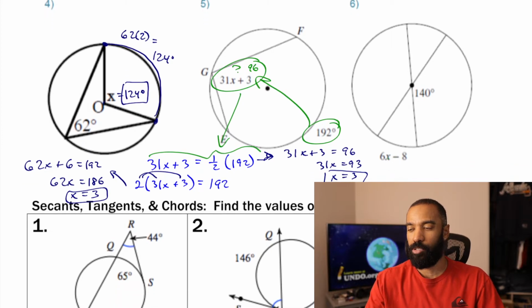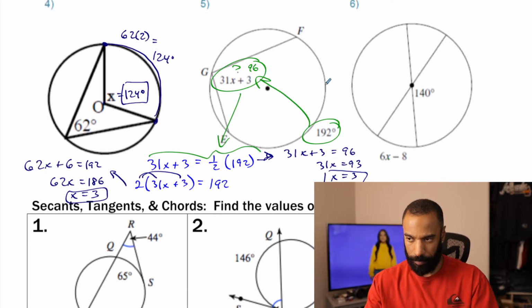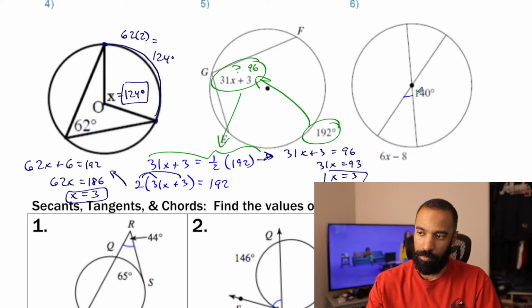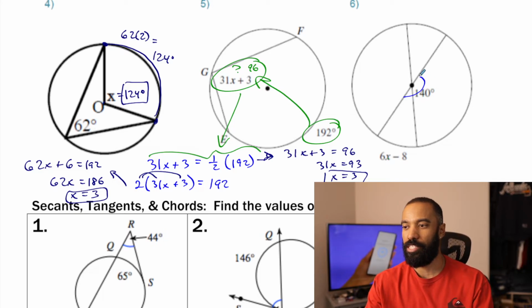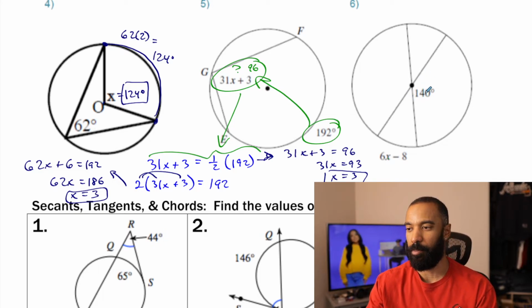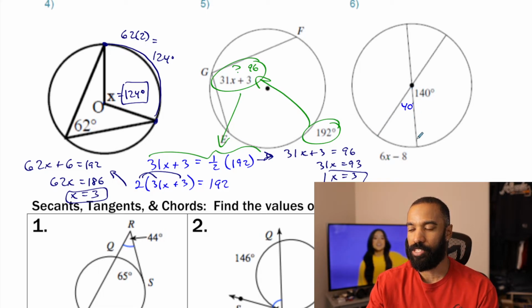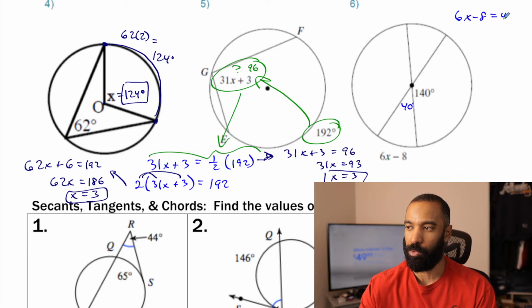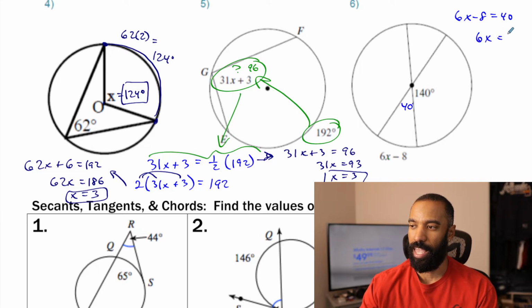Okay, so number 6 right here. I'll just go with this right here. This is a diameter right here, which means we have supplementary bits. So if this is 140 degrees, then this is 40 degrees. And this is a central angle measure right here, which would be equal to its intercepted arc. So 6x minus 8 equals 40. If you add 8 and then divide by 6, you get x equals 8.